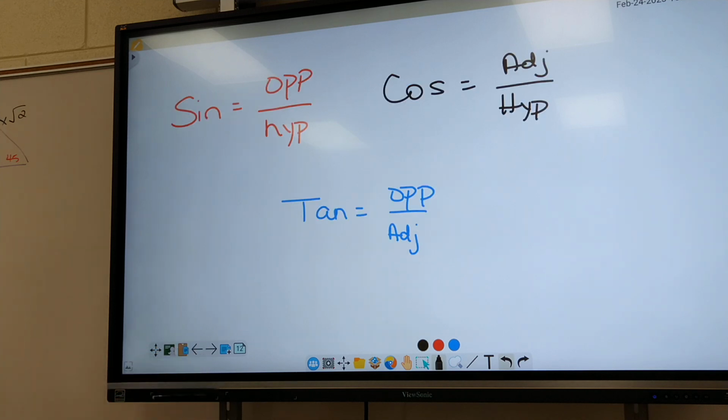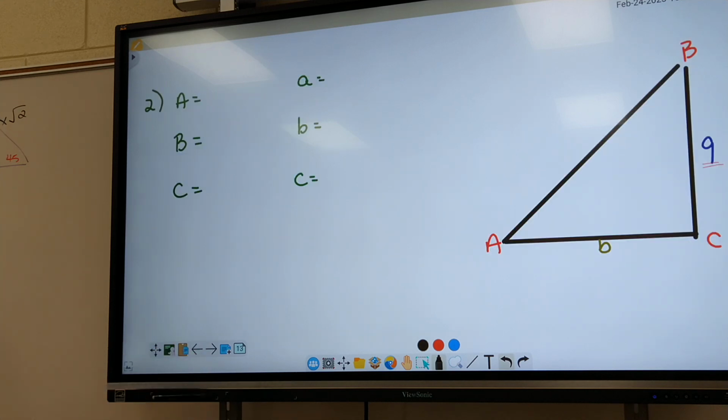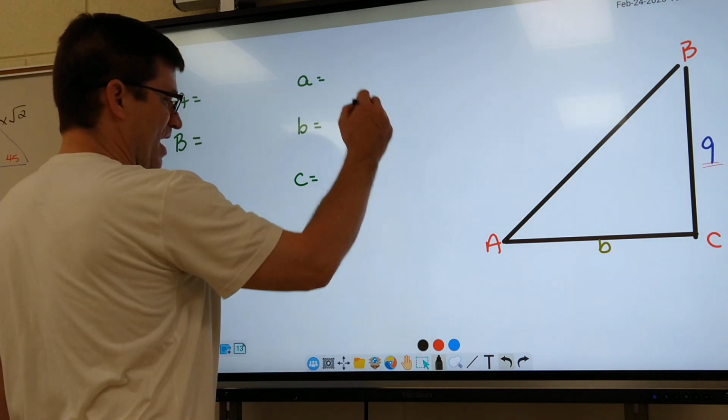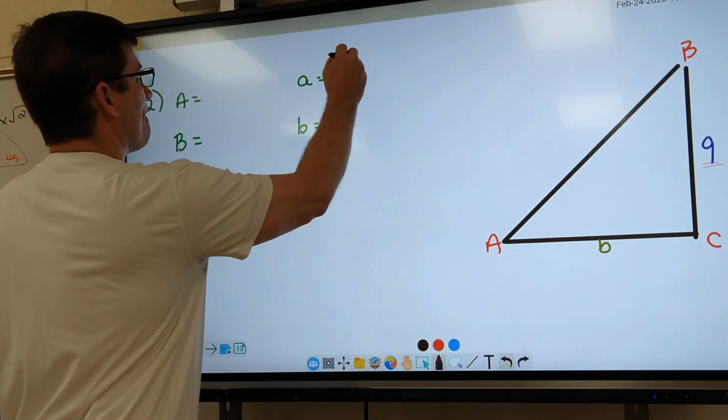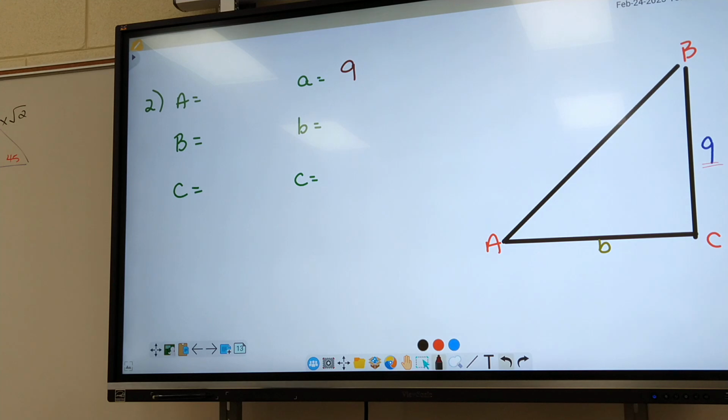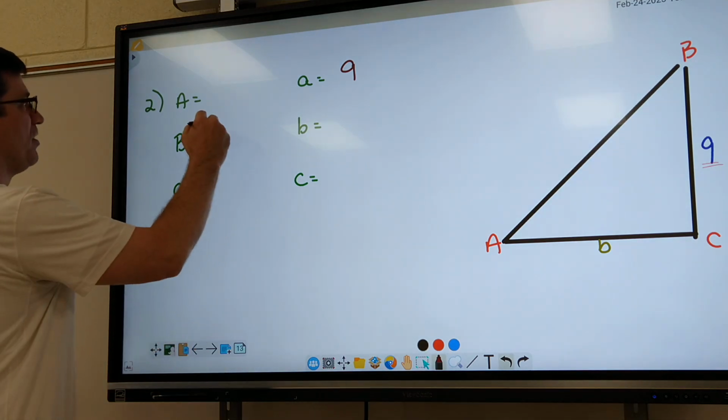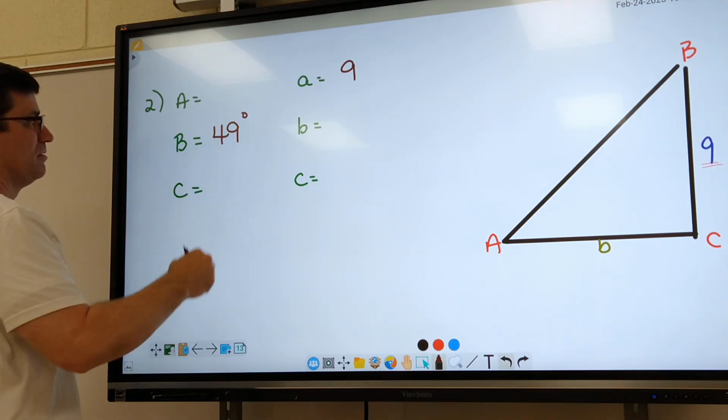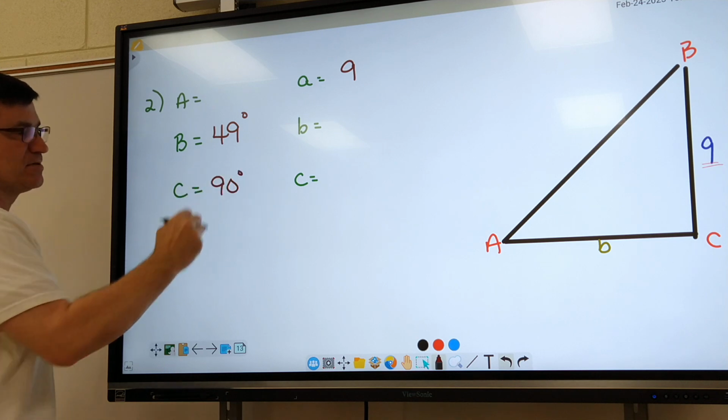All right, let's do number 2. Go ahead and set up your 3 angles and your 3 sides. Go ahead and write down what they give you. They're giving you side A is 9. What else are they giving us? Angle B is 49 degrees. What else do we know? That angle C is 90 degrees.